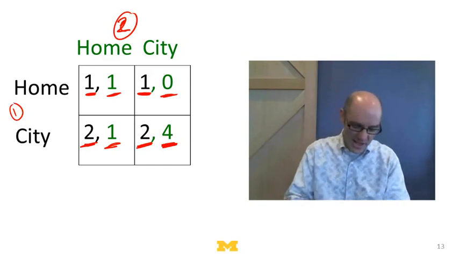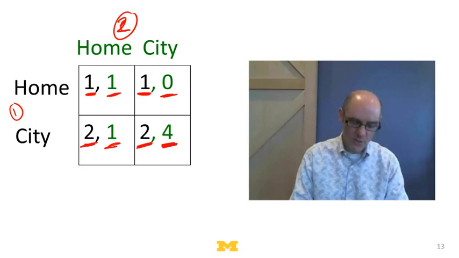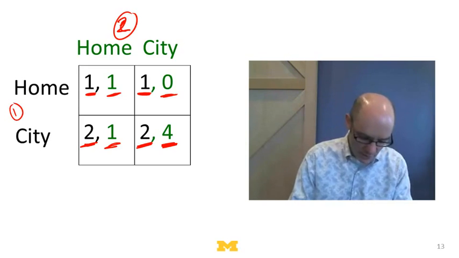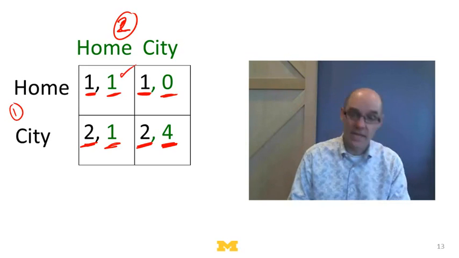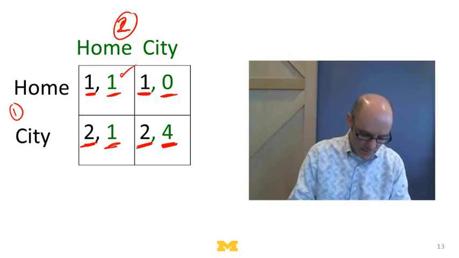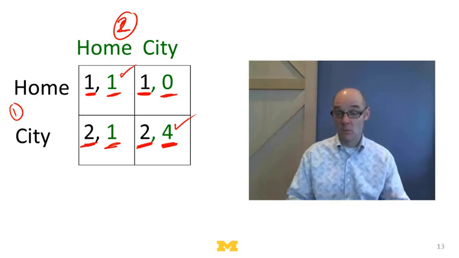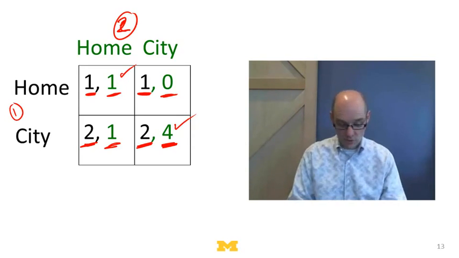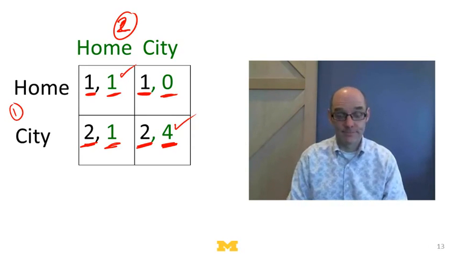Well, look at person 2's choice here. This is hard. Person 2 is trying to decide: do I stay home or go to the city? If person 1 is going to stay home, then I should stay home because 1 is bigger than 0. But if person 1 goes to the city, then I should go to the city because 4 is bigger than 1. Because it'd be really fun to go to the city. Person 2 is like, it'd be great to go to the city with my friend.